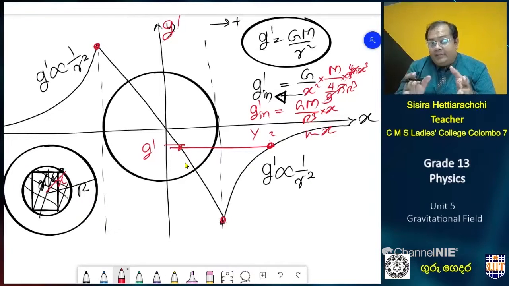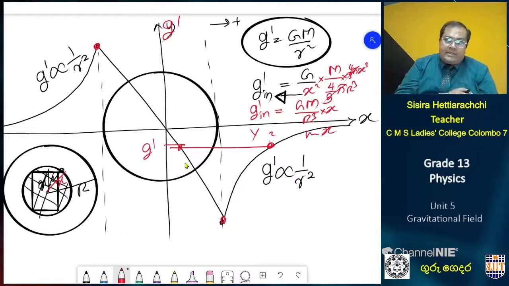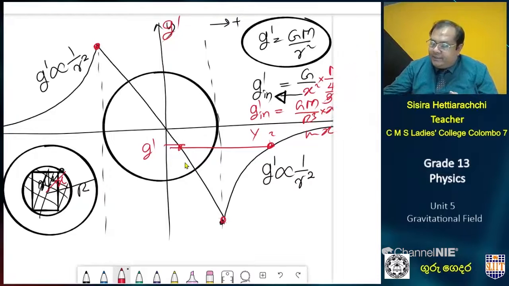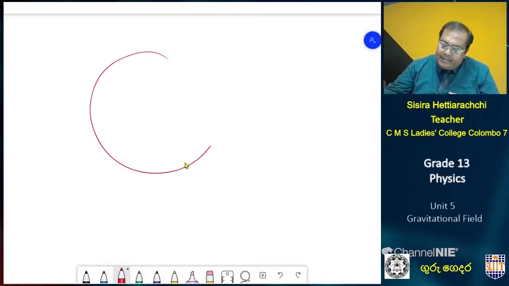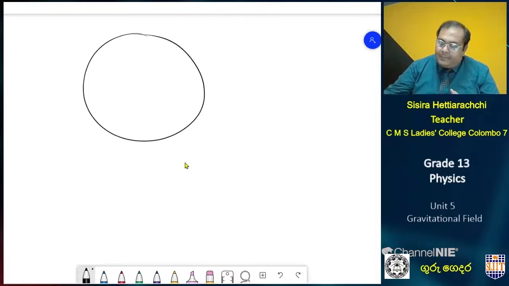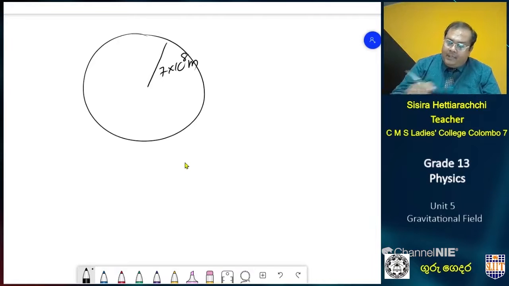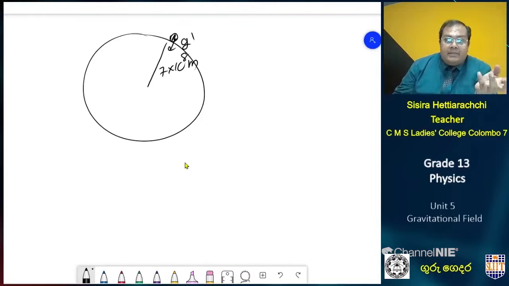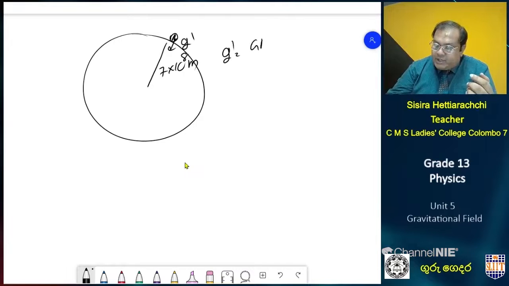Actually, we can calculate gravitational field intensity on the Earth's surface. It's 9.86, and we can find gravitational acceleration on the sun's surface, right? The radius of the sun is 7 × 10⁸ meters. If you want to find acceleration on the sun's surface, g dash, that means positional gravitational acceleration or field intensity, you can use that equation. What is that? G capital M over R squared.